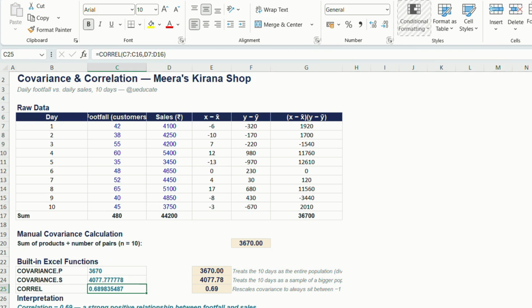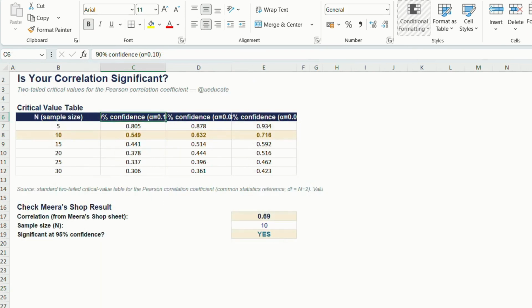So now the question is: is the value we have, 0.69, actually reliable? Could it be a coincidence? Is it not random noise? This is where a significance lookup table comes in. What sample size do we have? 10 values. We have 10 data points.